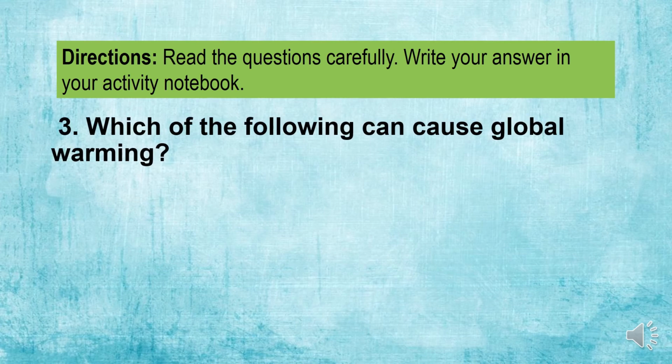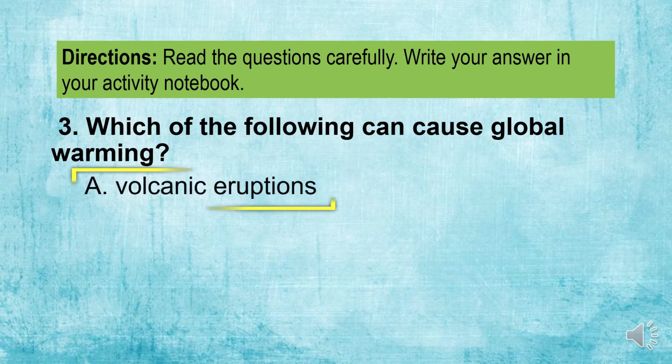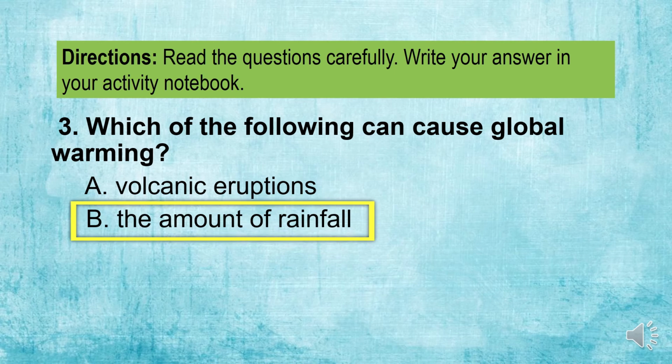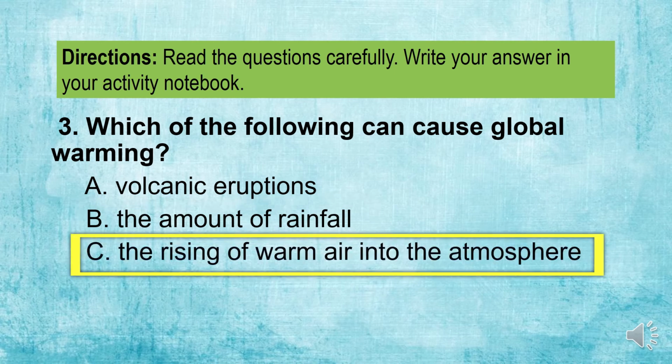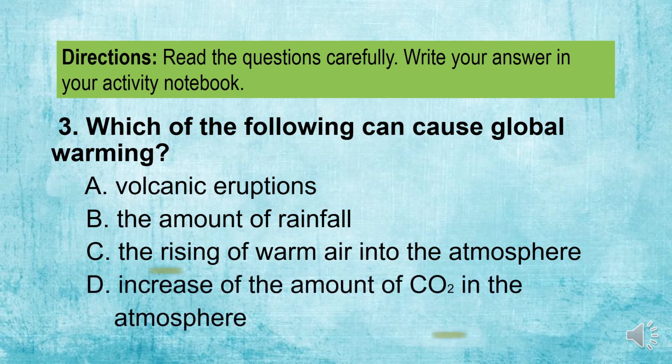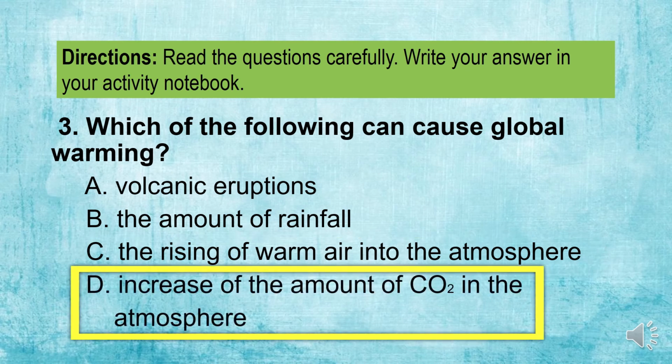3. Which of the following can cause global warming? A. Volcanic eruptions. B. The amount of rainfall. C. The rising of warm air into the atmosphere. D. Increase of the amount of carbon dioxide in the atmosphere.